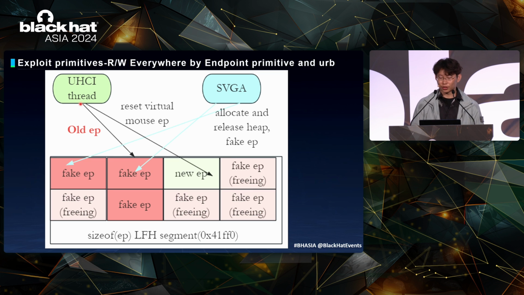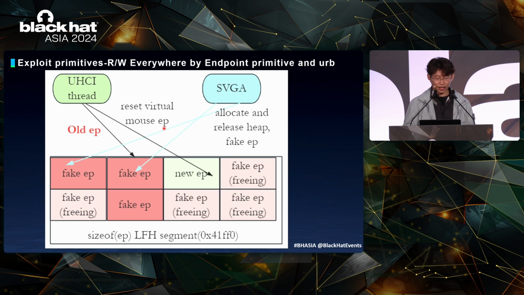Because the endpoint structure is a dangling pointer and belongs to the LFH heap, I compete to modify the value of the endpoint through the illustrated method. First, extend the size of the LFH segment to the maximum, which is 41FF0. Then prepare as many virtual hub control commands as possible.